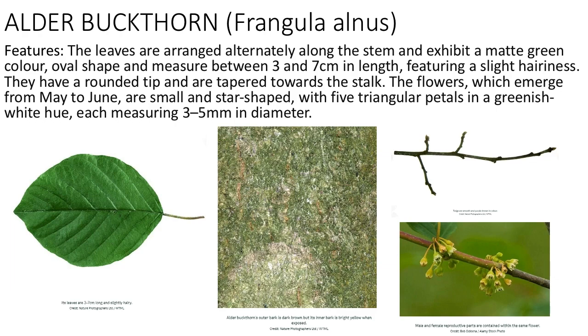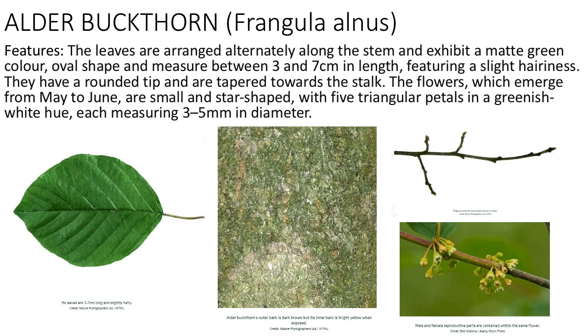So some key features of this tree are that the leaves are arranged alternately along the stem, so that's not opposite but one after the other up the stem, and they exhibit a matte green colour, oval shape, and measure between 3 and 7 centimetres in length, and they are slightly hairy. They have a rounded tip at the end and are tapered towards the stalk.